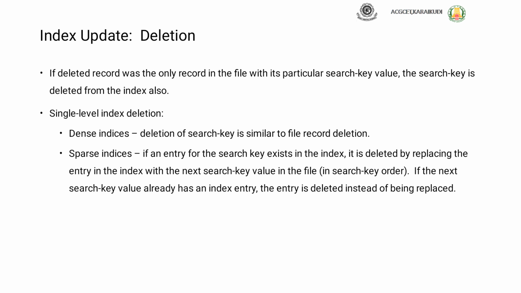Index update in deletion. If I delete a record from the file with its particular search key value, the search key is deleted from the index also. In single level deletion, in the dense index, deletion of a search key is similar to the file record deletion. In sparse index, if an entry for the search key exists in the index, it is deleted by replacing the entry in the index with the next search key value in the file.